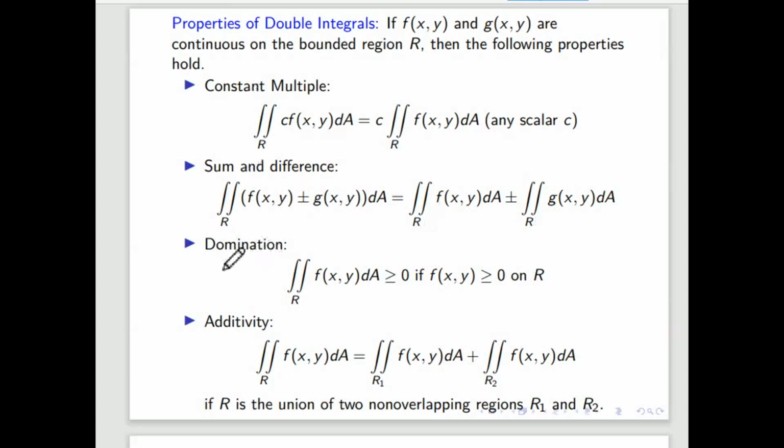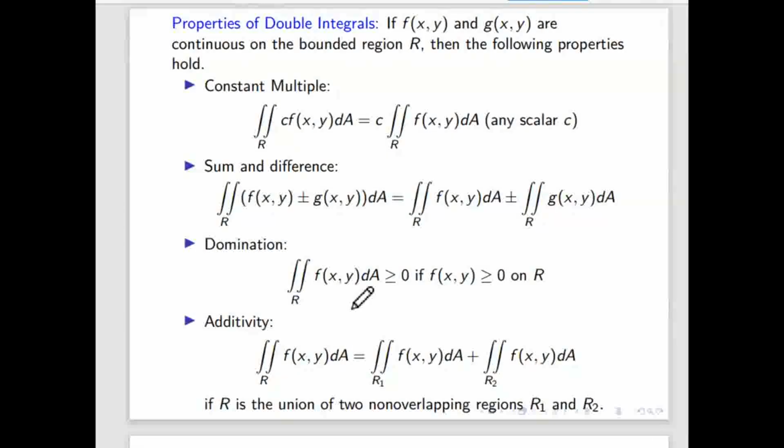Another property of this double integral is domination. If the integrand function f is greater than or equal to 0, then the integration can never be negative. It will also be greater than or equal to 0.